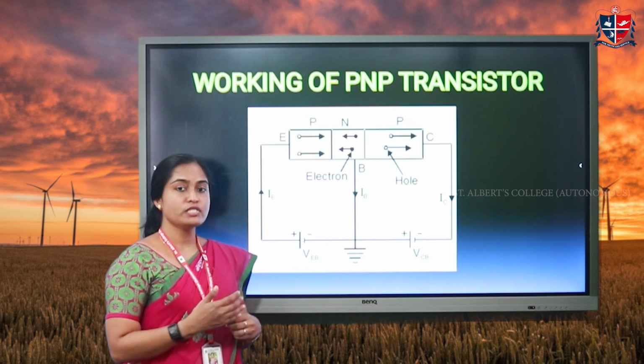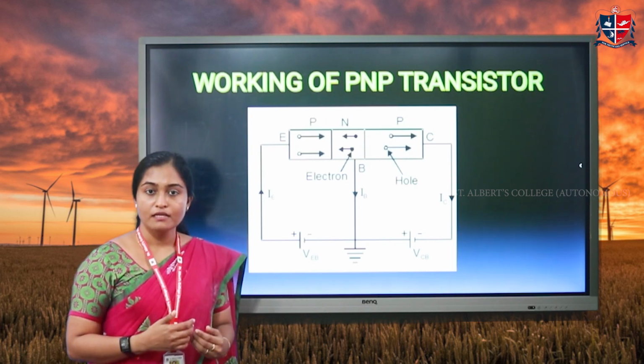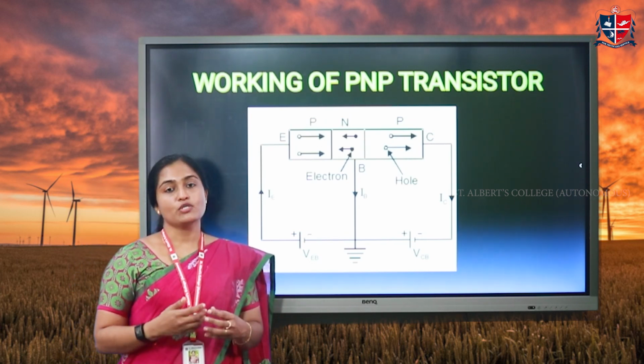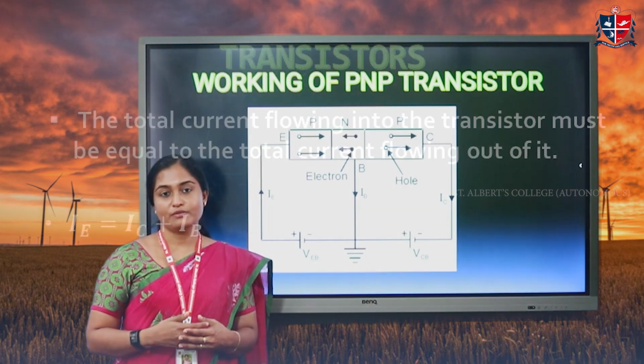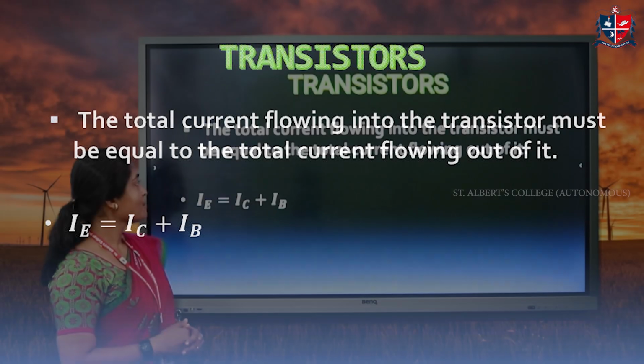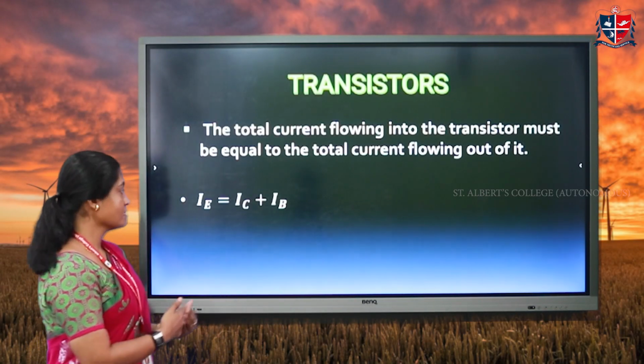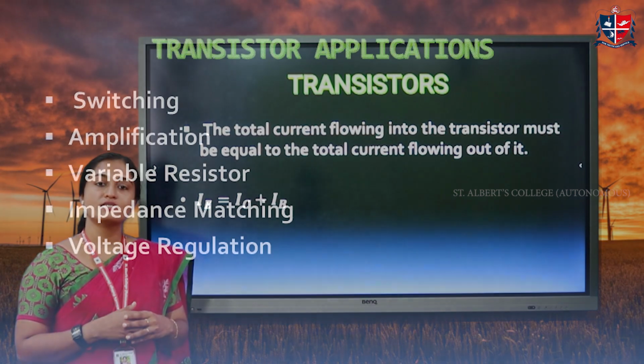In a similar fashion, you can explain the working of an NPN transistor. In an NPN transistor, the majority carriers will be electrons, so that is the only difference. The total current flowing into the transistor must be equal to the total current flowing out of it, which is IE equal to IC plus IB.